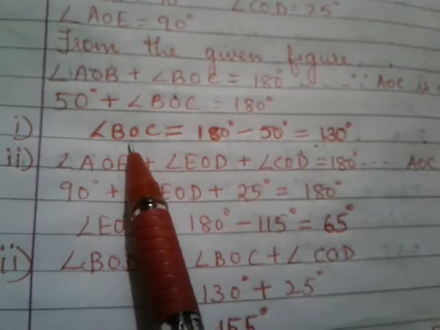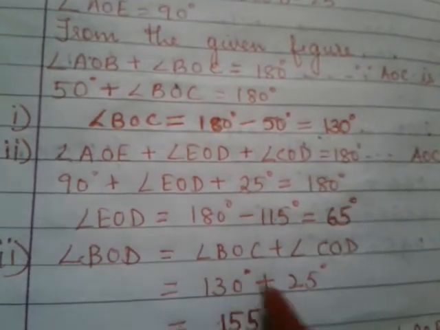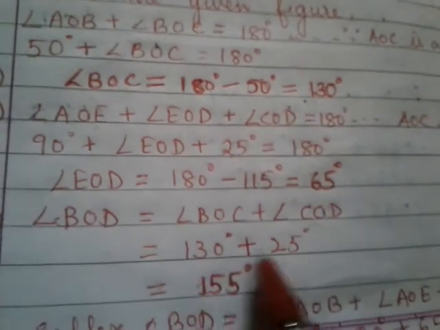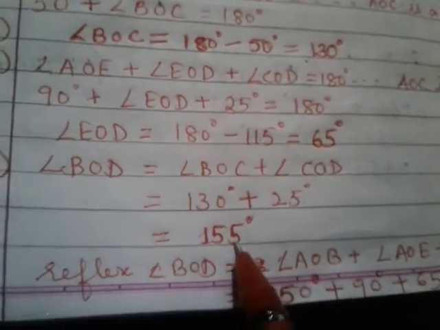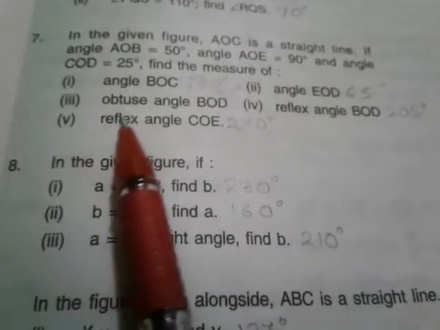Why? Because we have found BOC just now. So 130 plus COD, which is given in the question, 25, gives 155. Okay.